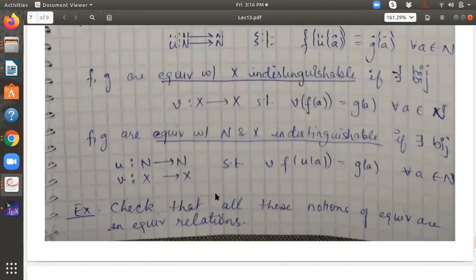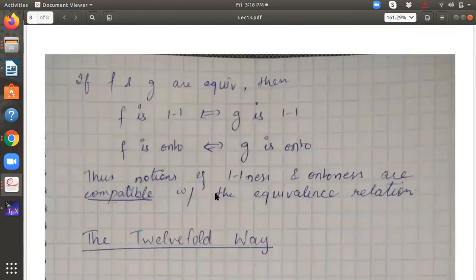Due to this, the notions of injectivity and surjectivity are compatible with the equivalence relation. Okay, now let me make a new share.